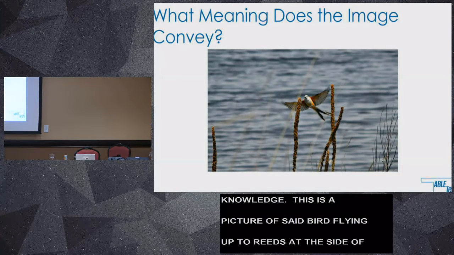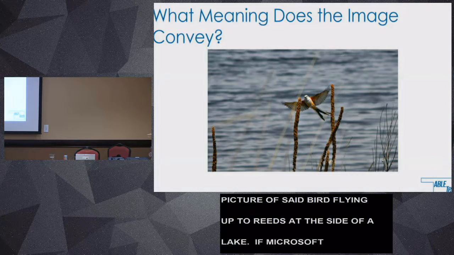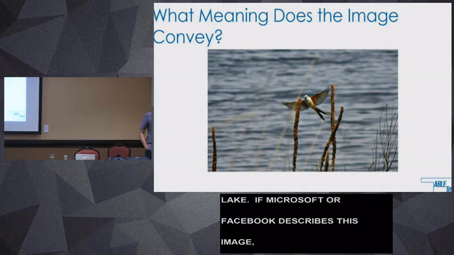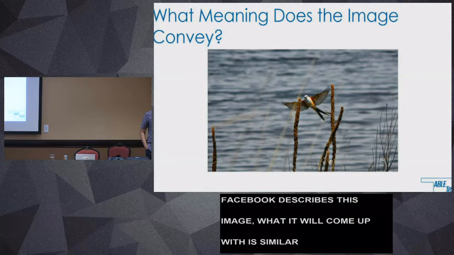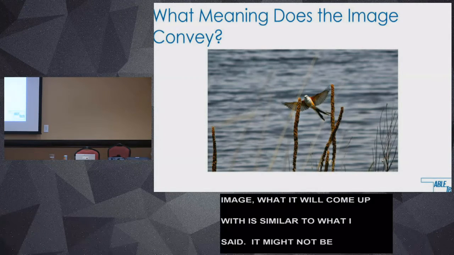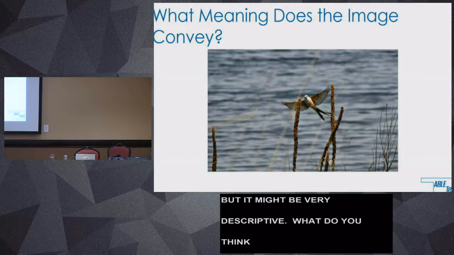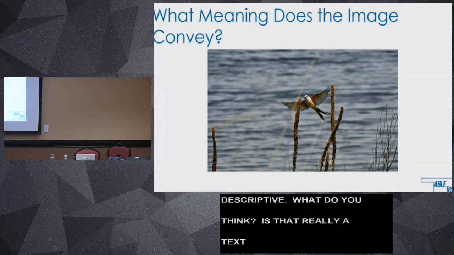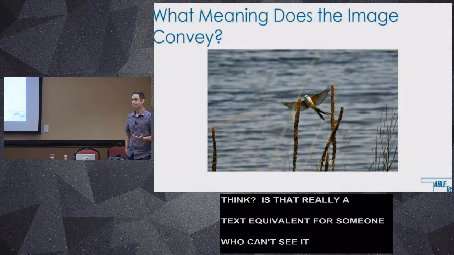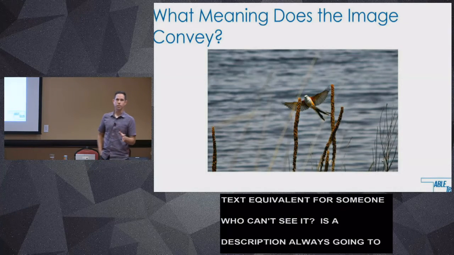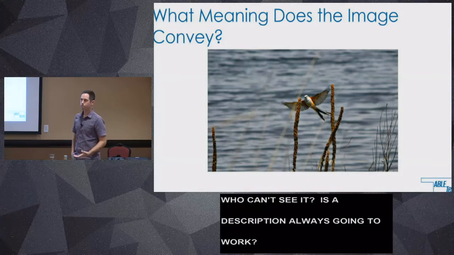If Microsoft or Facebook describes this image, what it's going to come up with is something very similar to what I just said. It might not be able to tell you what kind of bird it is, but it might be very, very descriptive. What do you think? Is that really a text equivalent for someone who can't see it? Is a description always going to work? It won't. Not all the time.